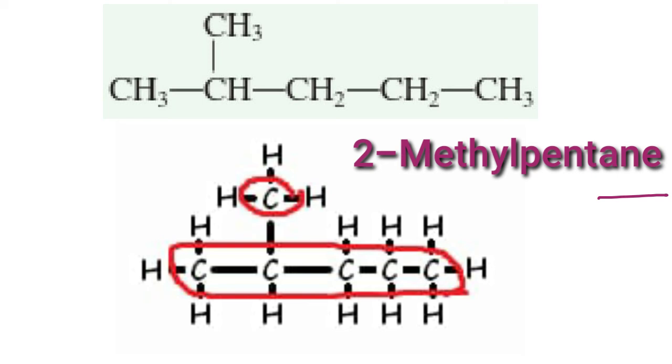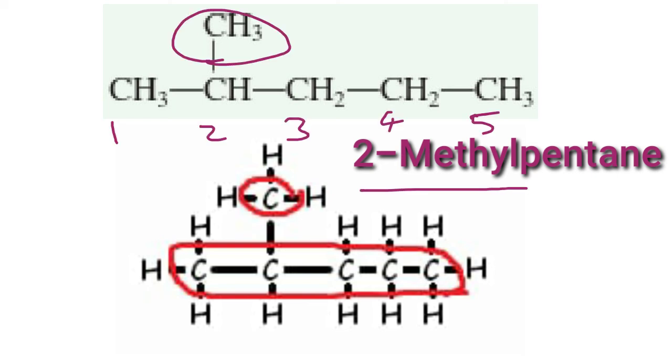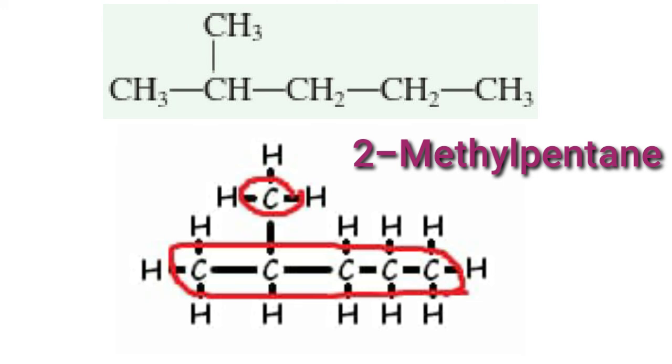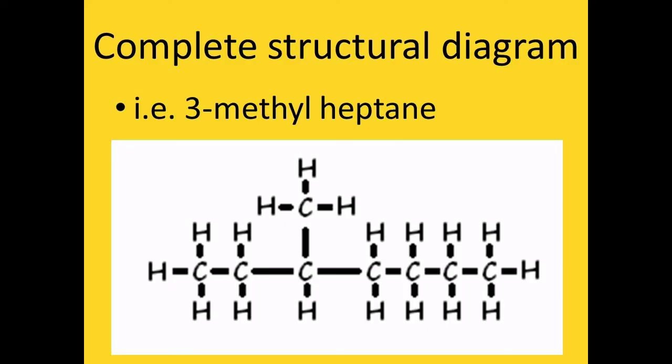Step 4. The substituent is a methyl group and it is located at the second carbon atom. So, its locant number is 2. Thus, the prefix is 2-methyl according to rule 6. The name of the compound is 2-methyl plus pent plus ane. So, 2-methylpentane. The next example is 3-methylheptane.